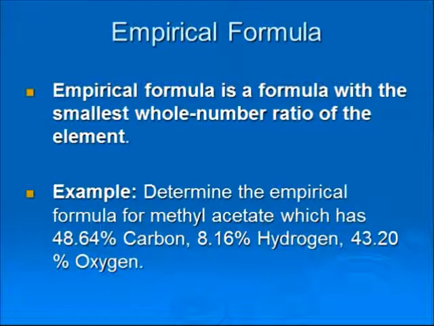Alright, empirical formula. A little bit tougher, but still going through the same process. Empirical formula is where I determine the smallest whole number ratio of the elements. So here's an example. Determine the empirical formula for methyl acetate, which has 48.64% carbon, 8.16% hydrogen, and 43.20% oxygen.